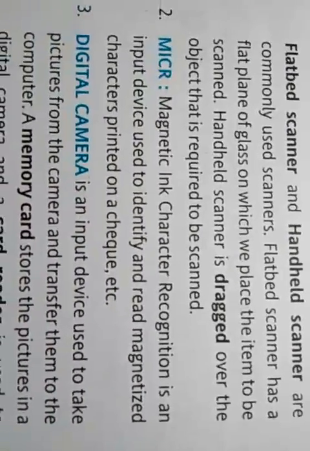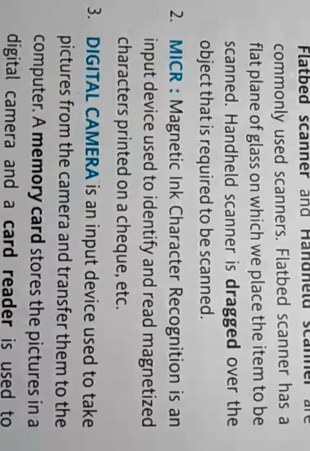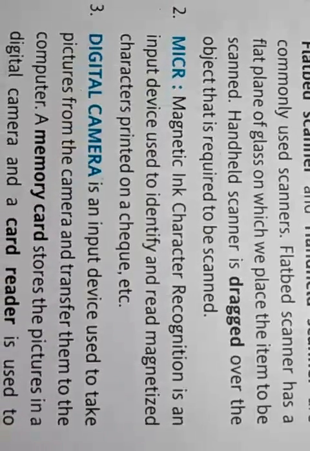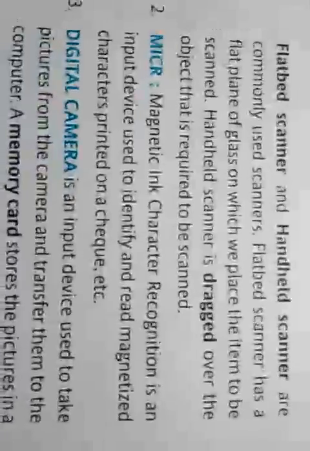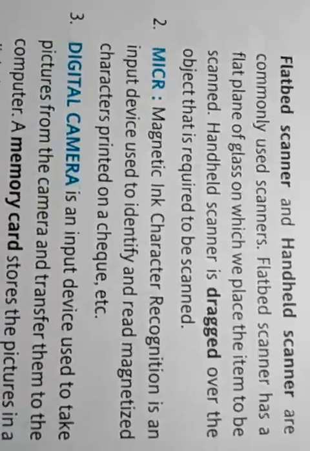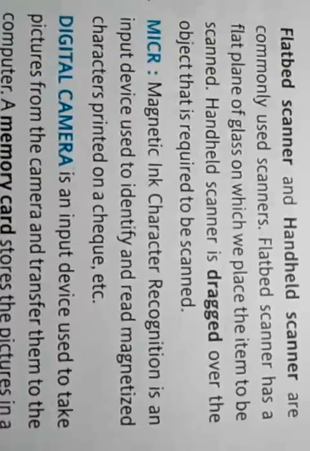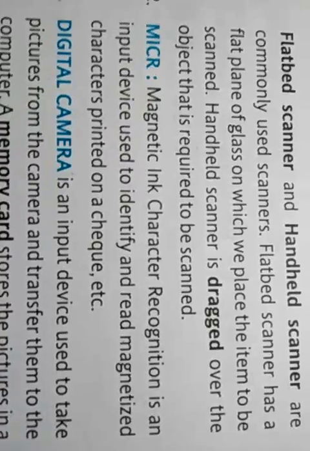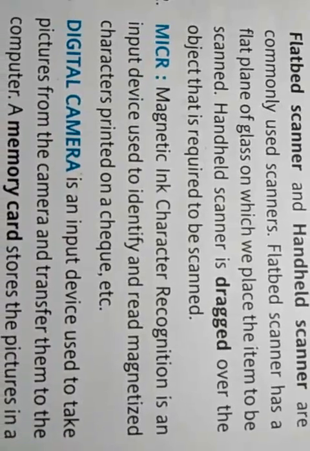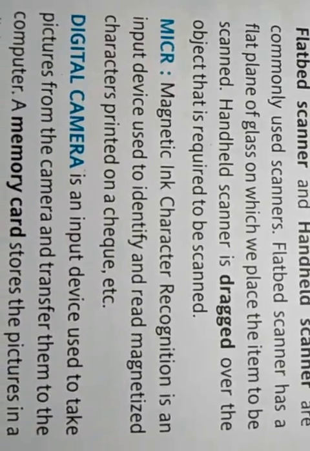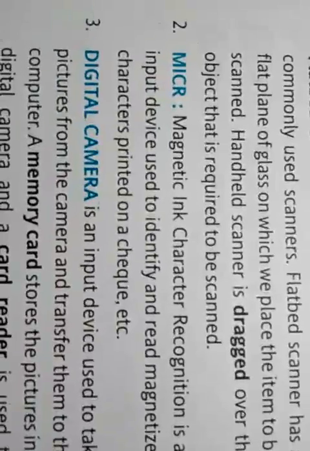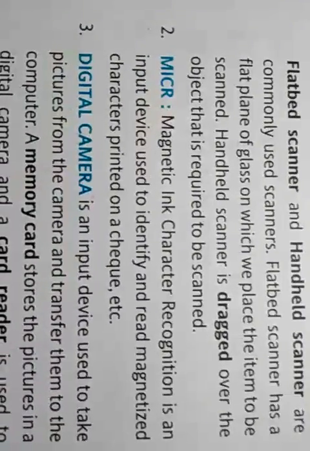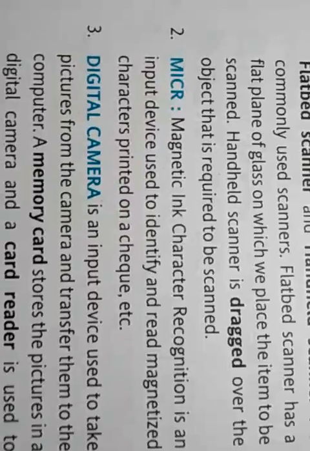A flatbed scanner has a flat glass on which we place the item to be scanned, and this is mostly used for A4 size papers, etc. Second is the handheld scanner, which is used for small size text and images. This scanner is dragged over the object that is required to be scanned.